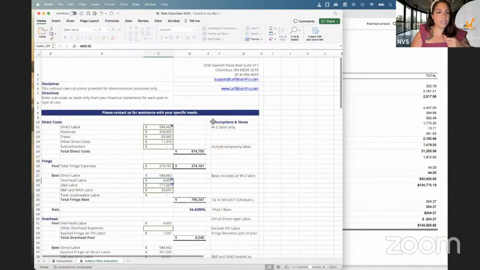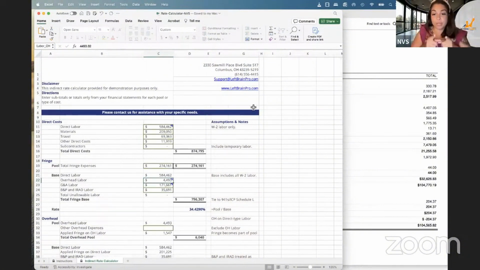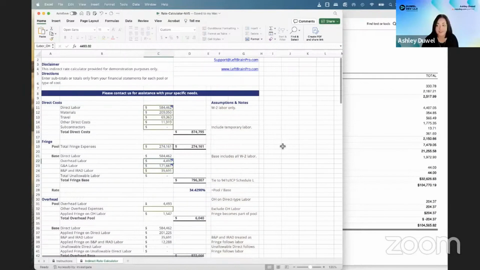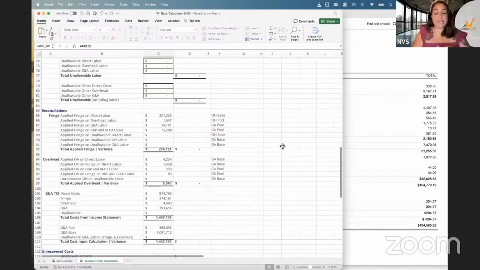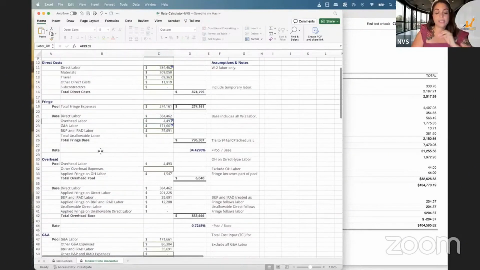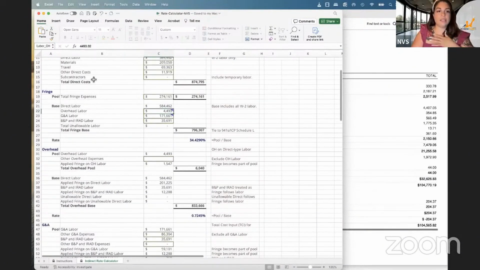I stole one here from leftbrainpro.com. They're really awesome. Yeah, shout out to Robert for sure. He's very good at this. Yes, I mean, this thing is locked in, so you can't change anything or mess anything up.